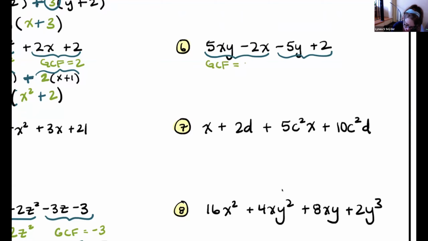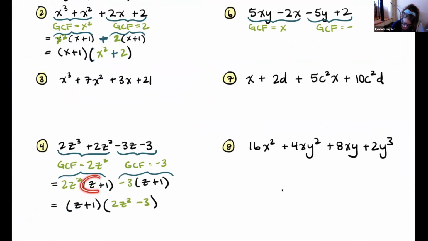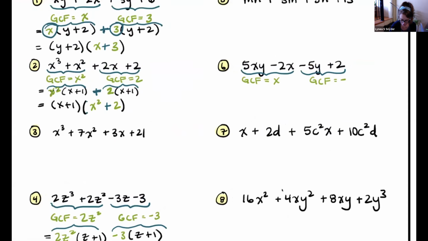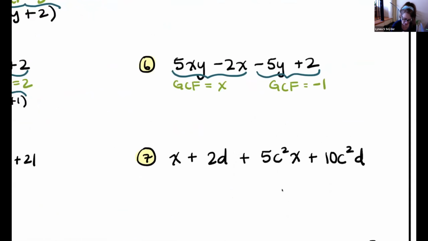So here we could take out an x. And in the second group, can't take out really anything, just a 1. But when this first term here is a negative, you want to always get rid of that and make it a plus, because then the terms that you'll get, this piece and this piece, you don't want them to have different signs. So always, if this sign here is a negative, like it is here, try to get rid of that by taking out a minus with the GCF. Okay, so here let's take out a negative 1.